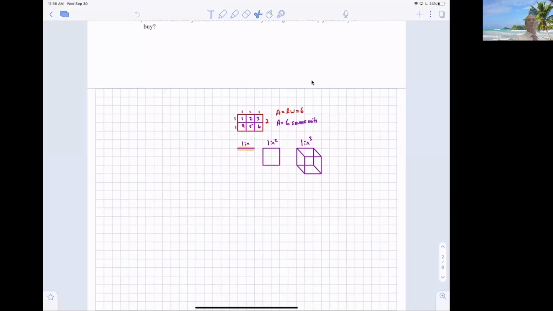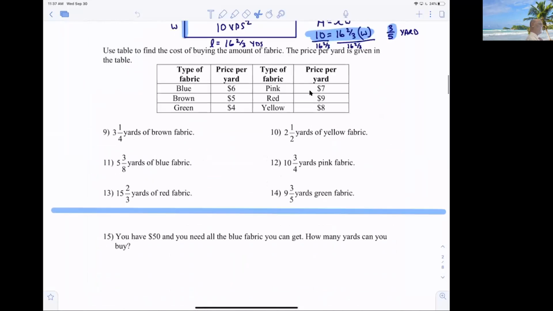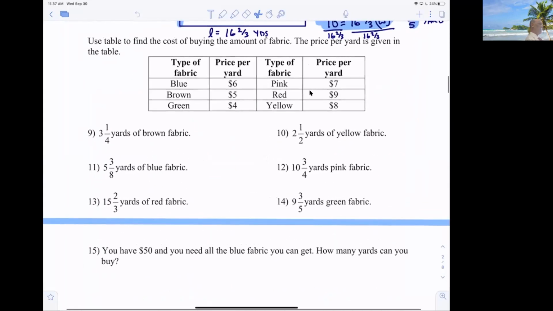And I feel like yesterday we now have a better understanding of 1 dimension, 2 dimensions, and 3 dimensions. But then I ask you to look at this right here and see if you could figure out, without any guidance about what to do. So we have here what? We have prices for blue, brown, green, and this is the price per what? Price per yard.